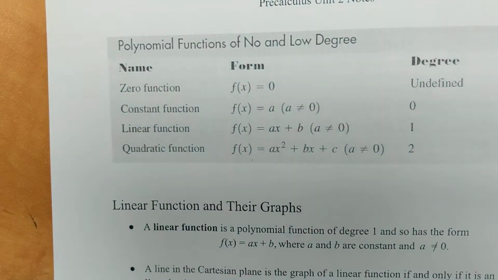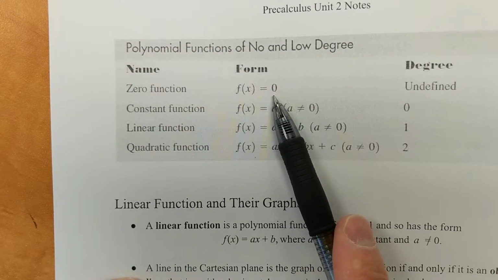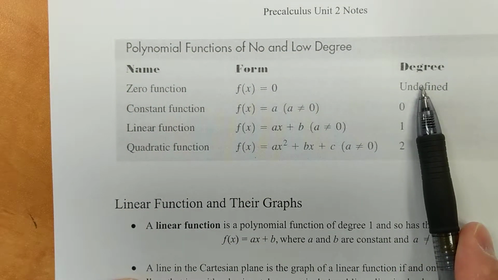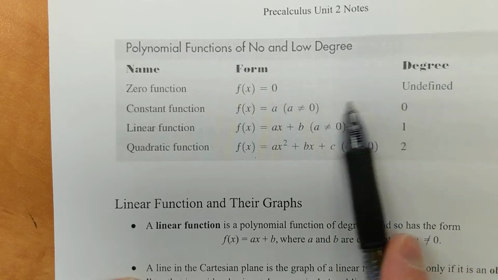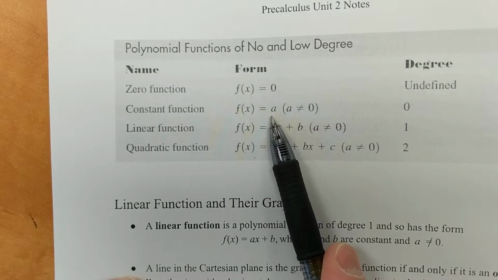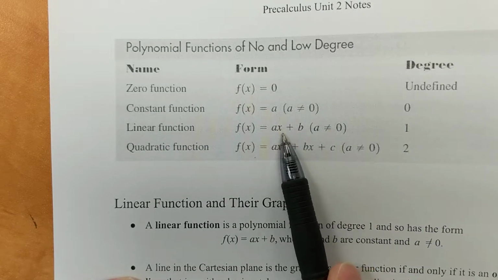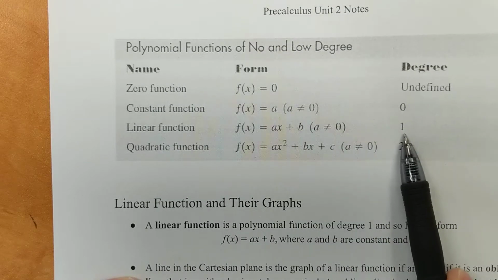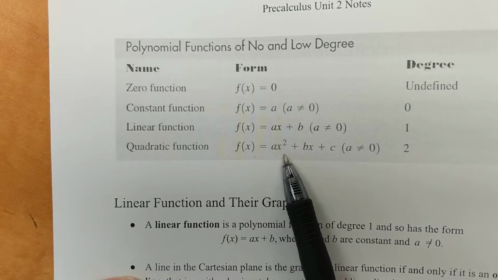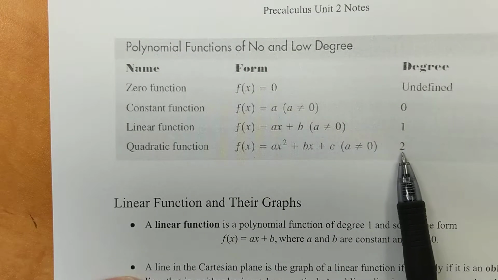All right, on the top of the next page, we have some definitions of different kinds of functions. So you have the 0 function, which is just equal to 0. It doesn't have a degree because it doesn't have any x terms. A constant function is equal to some number a. It has degree 0. A linear function, ax plus b. You're probably more familiar with this as mx plus b, has a degree of 1. And then a quadratic, ax squared plus bx plus c, where a is not 0, has a degree of 2.